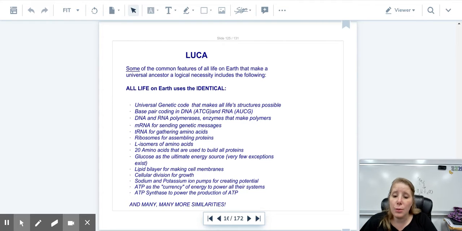They have cellular division for growth, so that's mitosis, where it splits. Sodium and potassium ion pumps are in all living things. ATP is the main currency for energy, and ATP synthase is how we make our own ATP. So these are all things that are in common. So just knowing that there's this many things, it really makes us think that we all had that common ancestor.